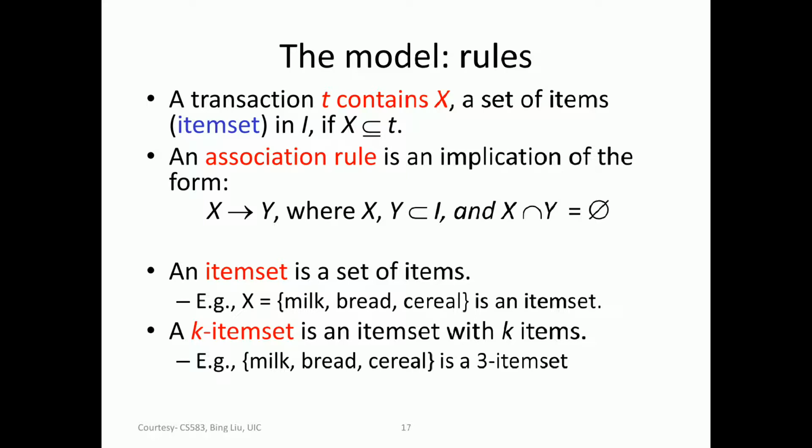An item set is a set of items. For example, let's say X equals milk, bread, cereal is an item set, and a k-item set is an item set with k items. So a 3-item set will obviously include only 3 items, so milk, bread and cereal.